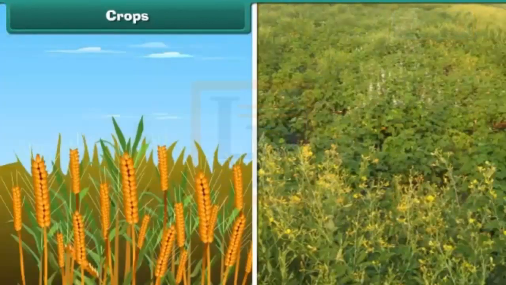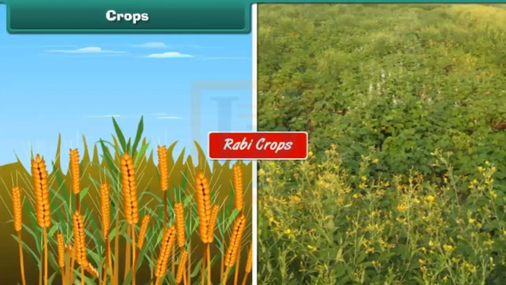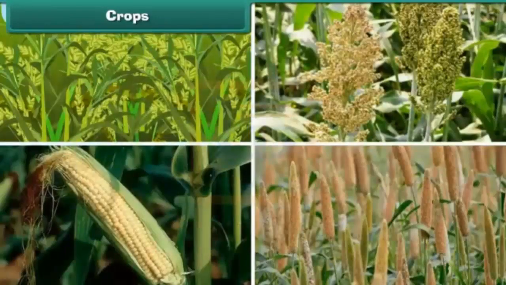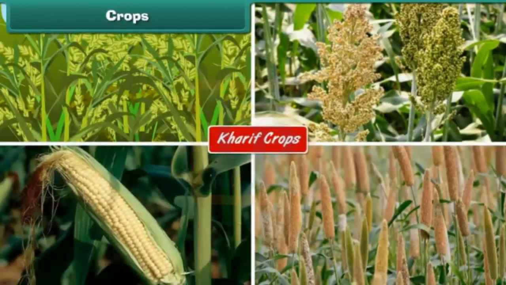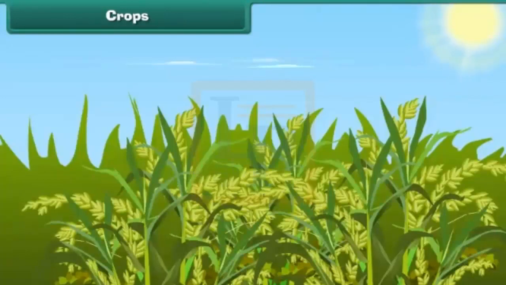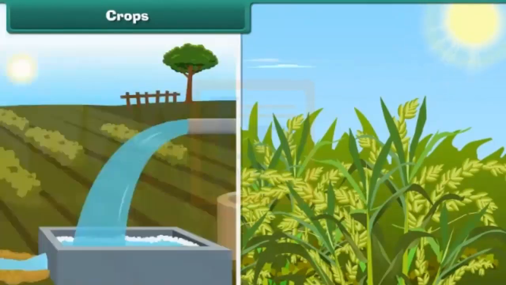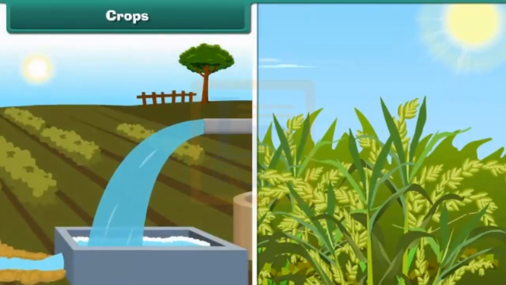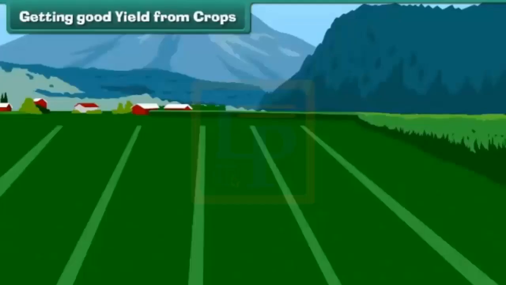The crops which are grown in winter season are called rabi crops, example, wheat and gram. The crops which are grown in summer are called kharif crops, example, rice, jowar, maize, bajra. Different types of crops require different amounts of sunlight, water, air, and type of soil.